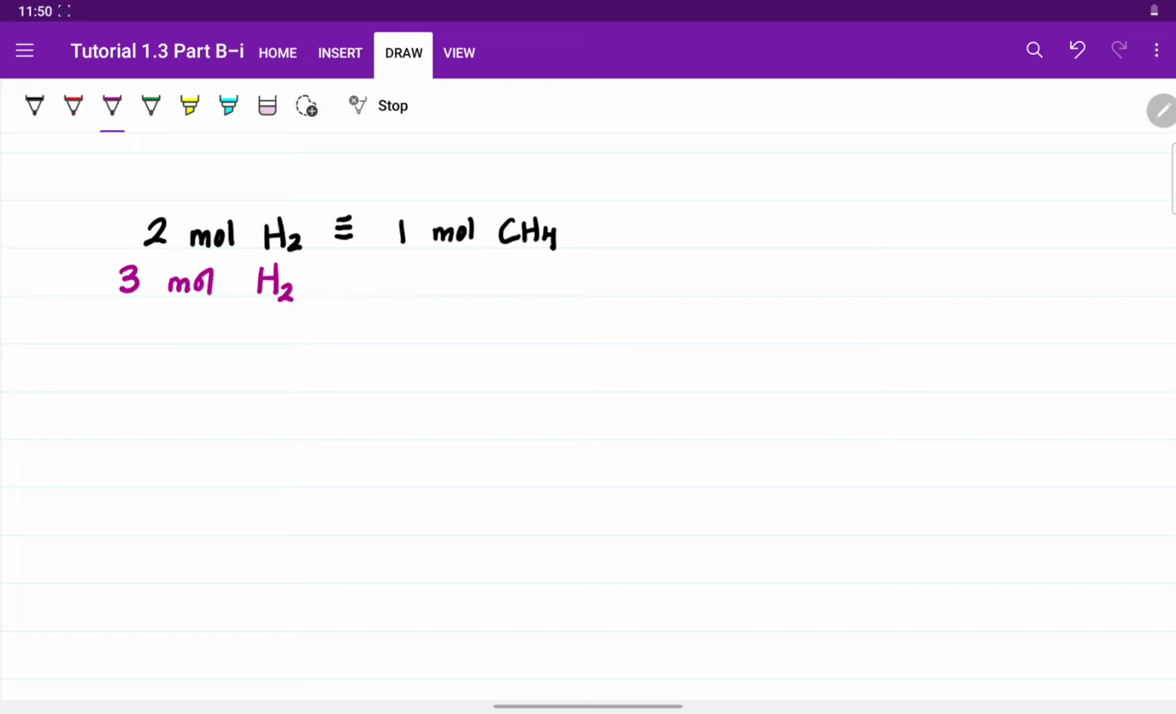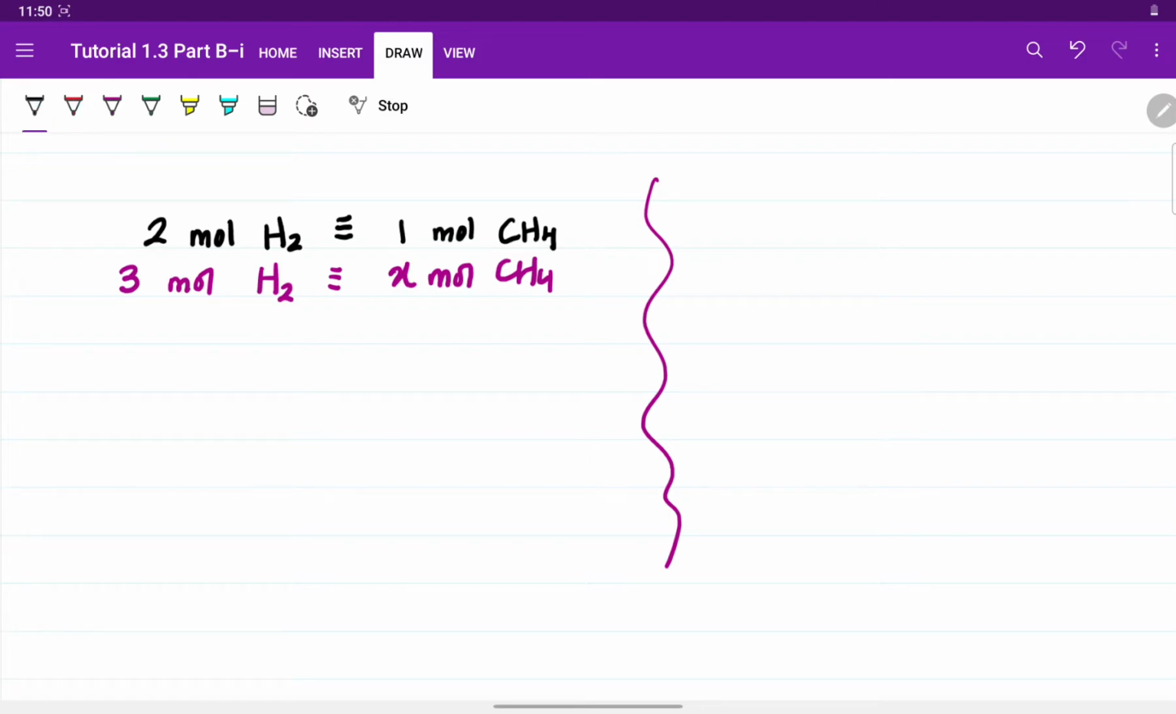Okay, jadi kalau 3 mole of H2, berapa mole CH4 yang akan terhasil? Sama macam yang kita buat tadi, seolah-olah awak nak jadikan yang ni adalah awak punya mathematical equation, yang mana dekat sini sebenarnya kita nak cari X. So bila awak susun balik, dia akan jadi macam ni. Saya scribble dekat sebelah kanan ni supaya nanti awak nampak apa yang kita buat.